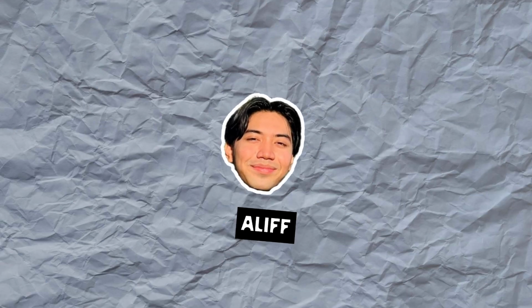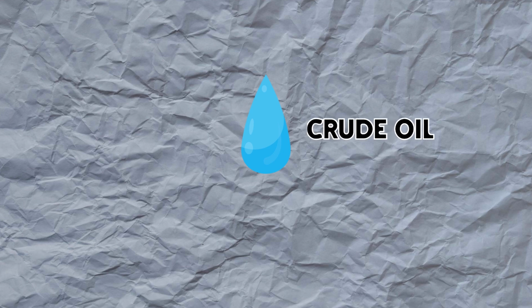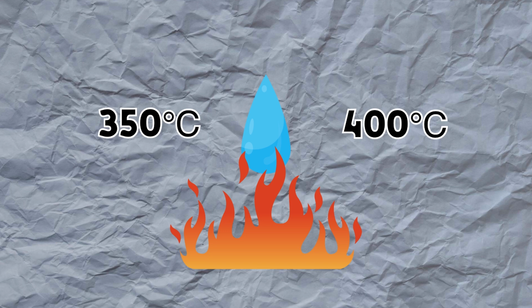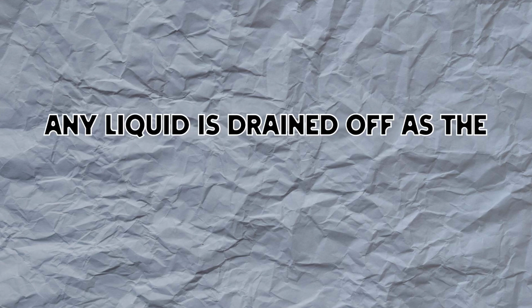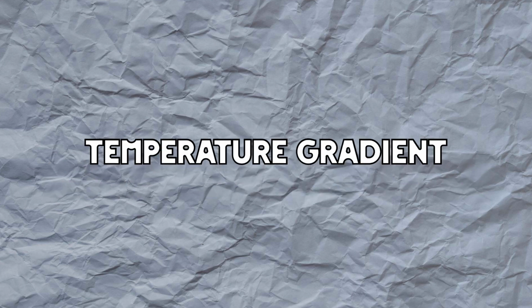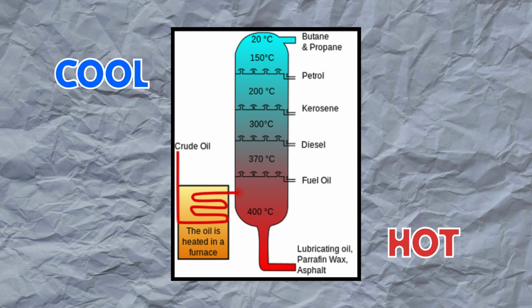So, let's go! Hi, my name is Alif Izzuddin, and now I want to tell more about how this fractional distillation even works. So first of all, the liquid crude oil is heated within a chamber to about 350 to 400 degrees Celsius until most of it evaporates and forms a gas. Then, any liquid is drained off as the crude oil gas enters the fractionating column. Then, for the temperature gradient, the bottom of the fractionating column has the highest temperature and the top of the column has the lowest temperature.